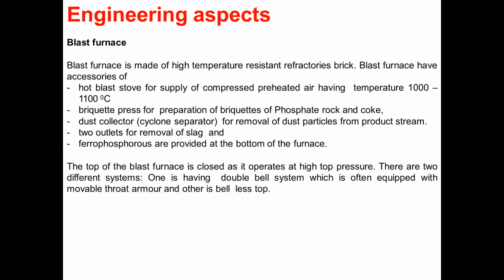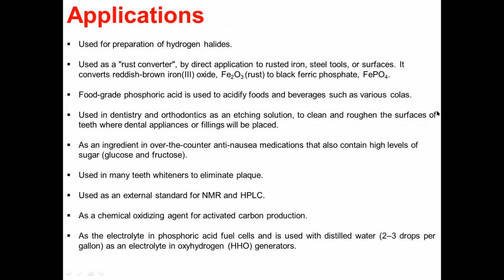Then we have engineering aspects, how the blast furnace should be designed. Blast furnace is made of high temperature resistant refractory brick, and the blast furnace has accessories of a hot blast stove for supply of compressed preheated air having temperature 1000 to 1100 degrees Celsius. Then you have a briquette press for preparation of briquettes of phosphate rock and coke, and a dust collector. Then you have two outlets for removal of slag and ferrophosphorus provided at the bottom of the furnace. These are the components of the blast furnace.